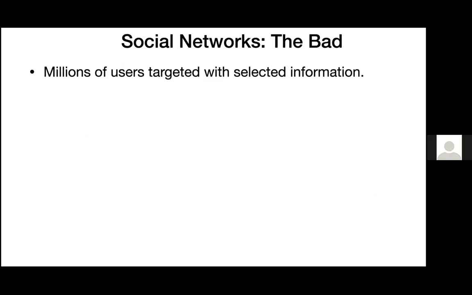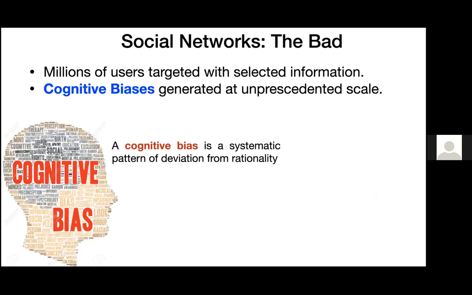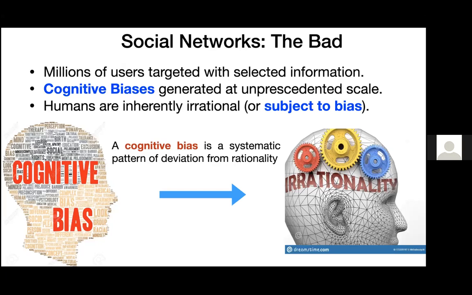That you have millions of users targeted with selected information. And on top of that, you have cognitive biases that get generated on an unprecedented scale. So cognitive bias is a systematic pattern of deviation from rationality. Basically you act in an irrational way. Humans are, I think, inherently irrational. I'm exaggerating a little bit here. Let's say that all humans are subject to bias, even scientists.